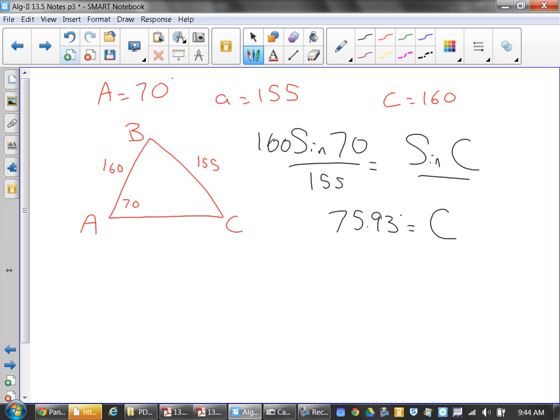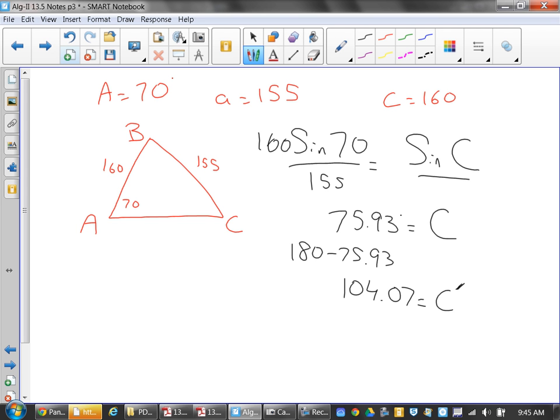When you're doing law of sines, and it has this angle-side-side scenario, what I want you to do is, the first time you find an angle, find its supplement. What's the supplement to that? 75.93. Take 180 and subtract the 75.93. What do you get? So you get 104.07. We'll call that C prime, because that's like the other possible one.